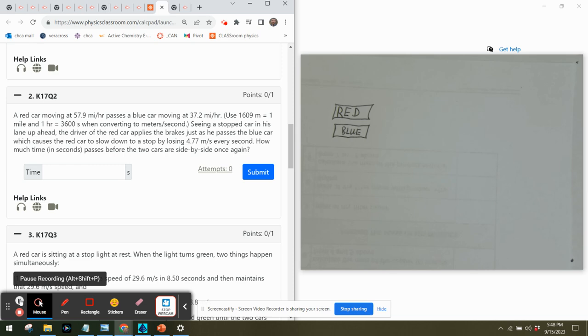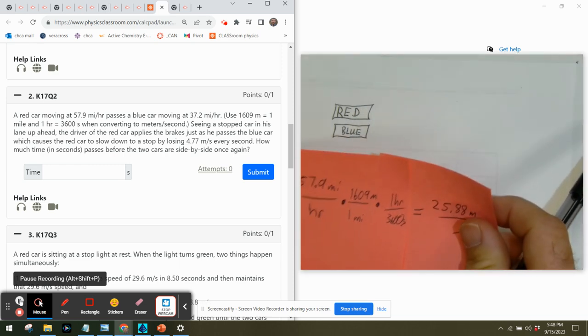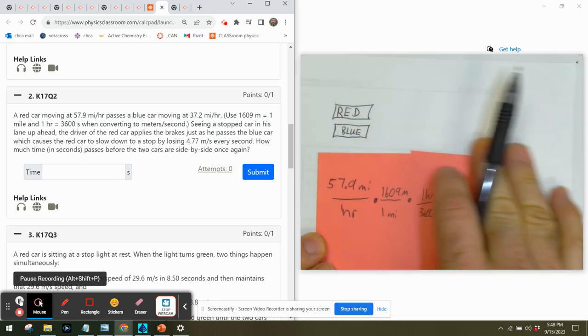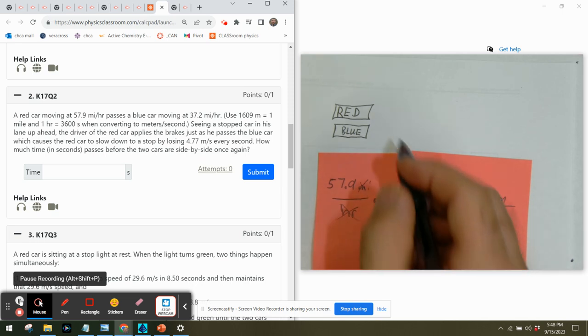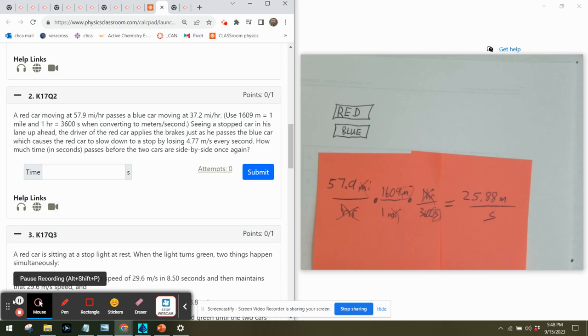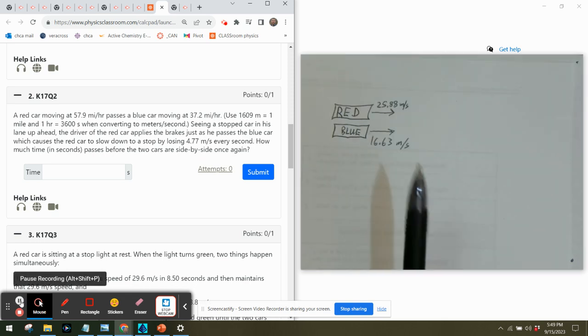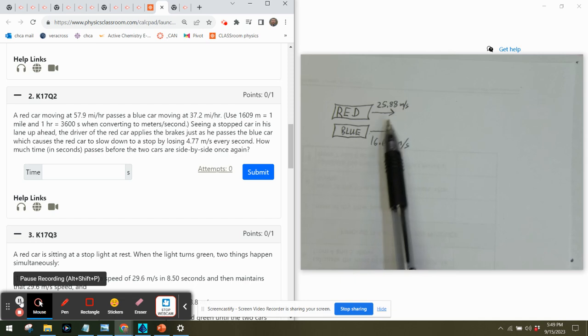So we have a very fancy red car and a blue car, and I will show you right here doing some dimensional analysis where you end up with 57.9 miles per hour would convert to 25.88 meters per second. We could show those units canceling there. It's always a good idea. We're left with meters per second, which is in fact what we have. So the red car is traveling at 25.88 meters per second. Using the same conversion process, we'll find that the blue car is traveling at 6.63 meters per second.